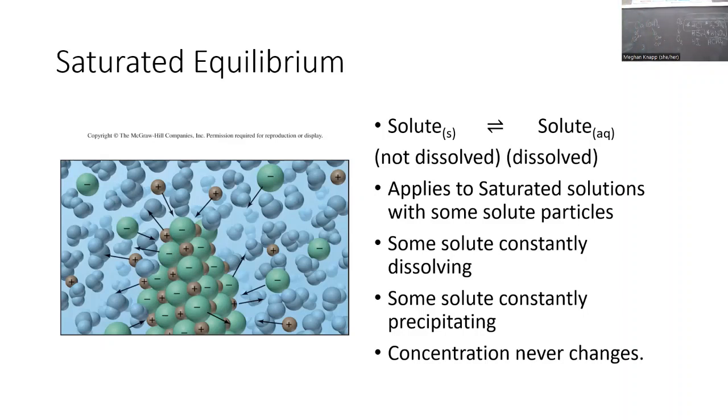Now, if I were to have this solution and I would add more of this salt, let's say it's sodium chloride, if I add more salt to this, I'm not going to get any more to dissolve. I'm still going to have some dissolving and some precipitating out at the same rate, but no matter how much more salt I add, the concentration is never going to change. And that's a real important aspect of equilibrium, is that because both processes are happening at the same time, our concentration doesn't change.